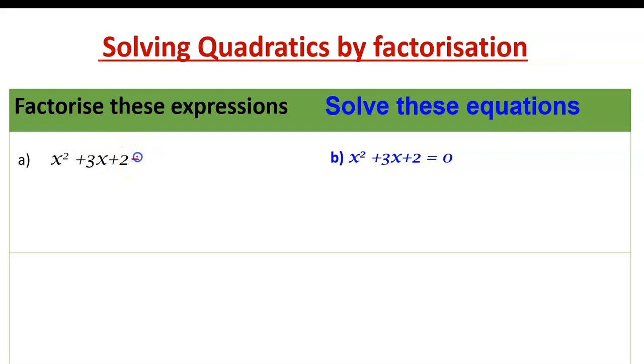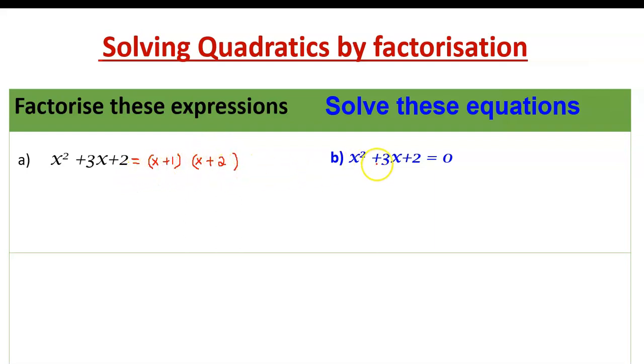Factorizing simply means you need to get two brackets here. Two brackets. And then you fill in x here, and x here. After that, we need to get two numbers which, when we multiply them, give us 2, and when we add them, give us 3. As we have seen a number of times, this is 1 and 2. So x squared plus 3x plus 2, when you factorize, is a bracket x plus 1, close the bracket, another bracket x plus 2. That's what it is.